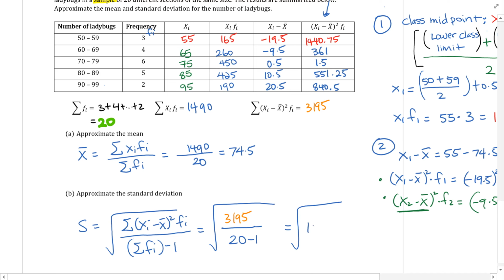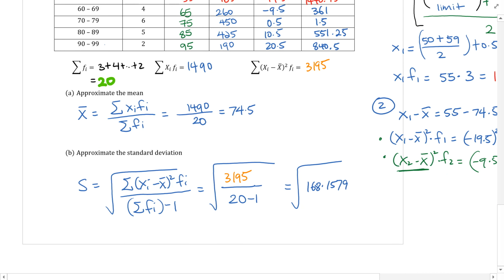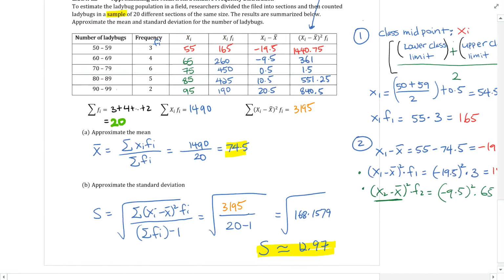So 168.1579. Okay, just approximate that. And the square root of that number gives me approximately 12.97. Let me write in the second row, approximately 12.97. And that's the sample standard deviation, right? And that is the sample mean. So we just computed the sample standard deviation and sample mean by hand.